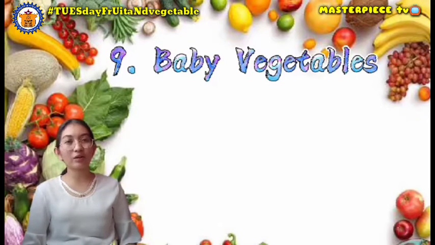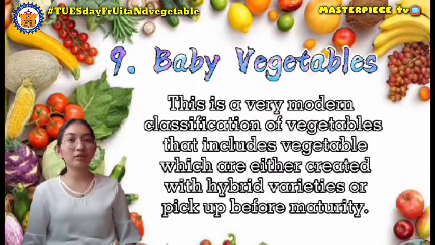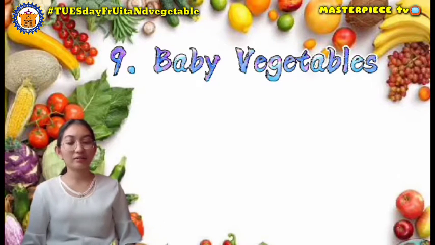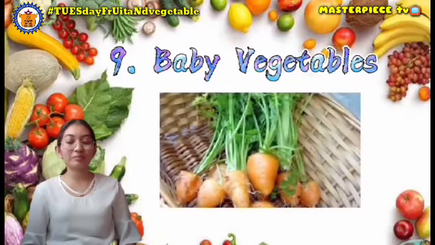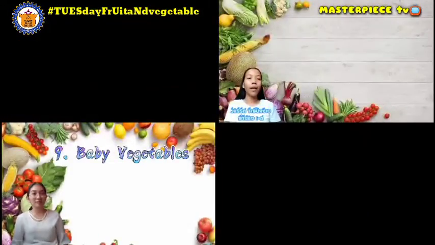For the last category, we have here baby vegetables. This is a very modern classification of vegetables that include vegetables which are either created with hybrid varieties or are picked up before maturity. These vegetables are rarely peeled as they are quite attractive and one would not like to lose the appeal. For example, tiny turnips, baby cauliflower, baby carrots, and baby squashes.